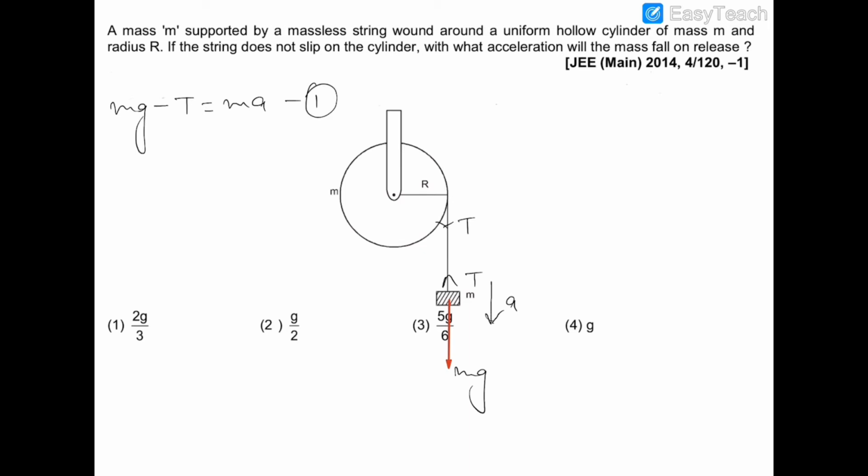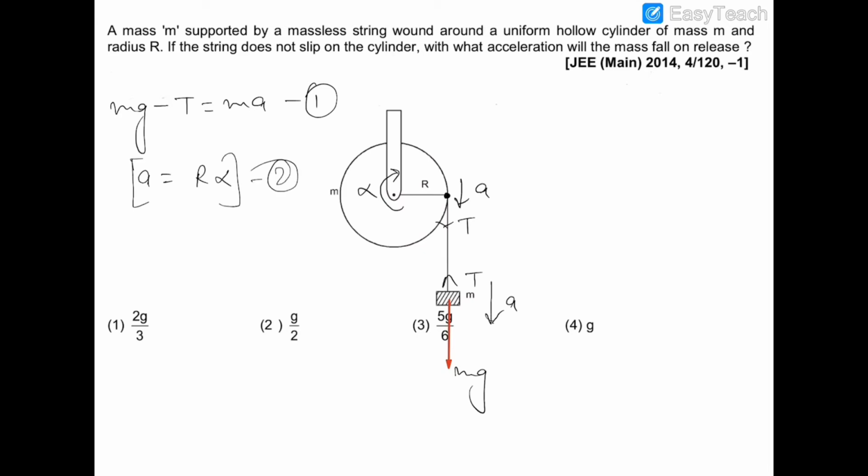Now we know that this cylinder would rotate like that, and therefore its angular acceleration is assumed to be alpha, and this point would be moving in the downward direction with the same acceleration a, due to the fact that this is a straight taut rope, and on a taut rope, if two points are moving, then their accelerations would be the same. So we can say that a would also be equal to r alpha. This is equation number 2.